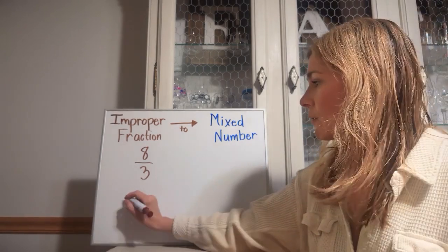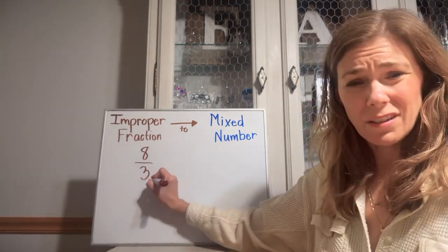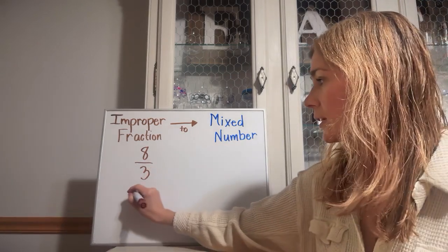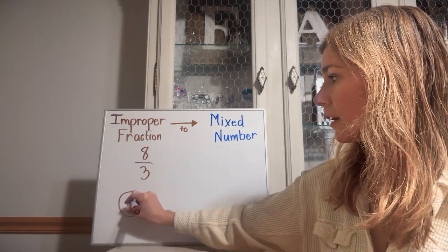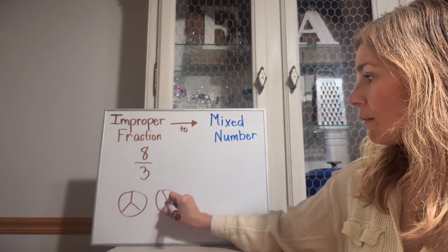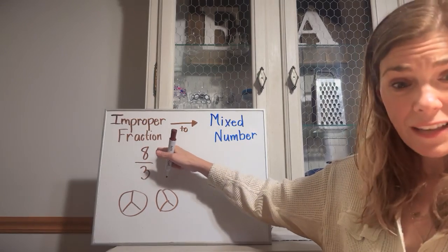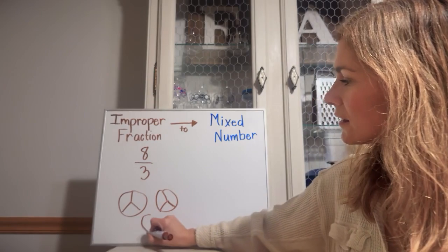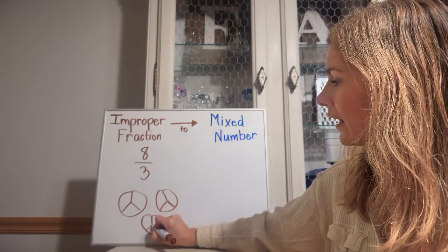So you make a picture, represent it, and you want to cut it into thirds because that's your bottom number. This is 8 thirds. It's improper because the larger number is on top. So I'm going to take a circle and cut it into thirds, make a little peace sign. I need to have 8 pieces because 8 thirds is 8 out of 3. So I'll do 6, 7, 8, 9.